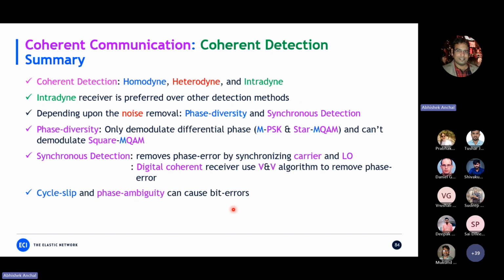So overall, we have seen how the optical signal is received, which is very noisy, and now we get back to the original constellation, and we go through a lot of DSP blocks to remove the dispersion, nonlinearity, and the phase noises.